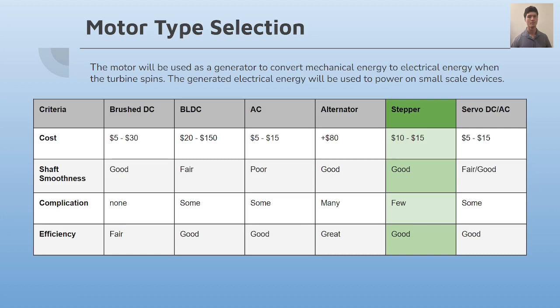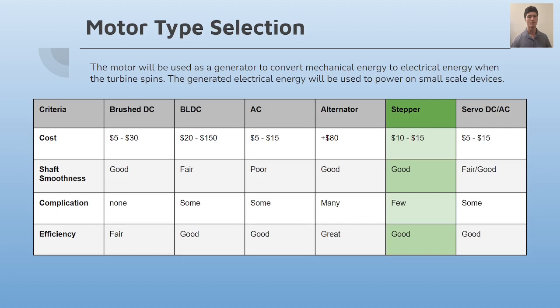The shaft smoothness and efficiency were important for the usability of the motor because of the estimated 2 gallons per minute water input to the system. The low input would mean less force available to spin the motor and a low amount of energy able to convert to electrical. Hence, the shaft being easy to spin and conversion efficiency being high was important.